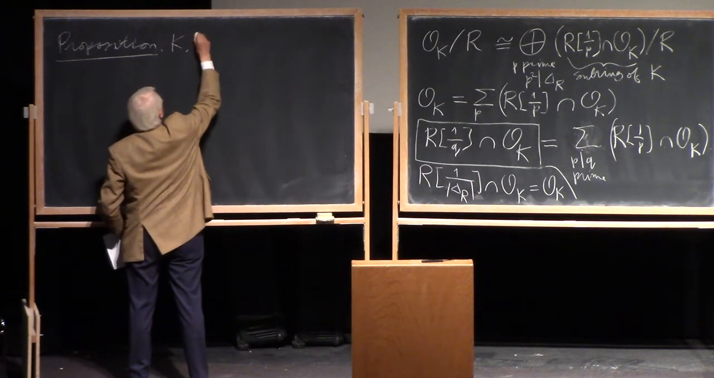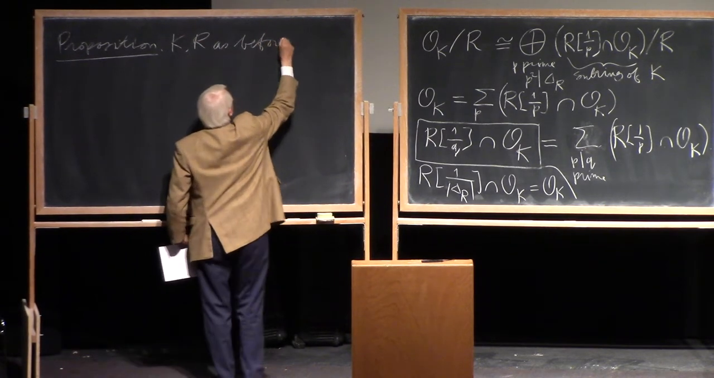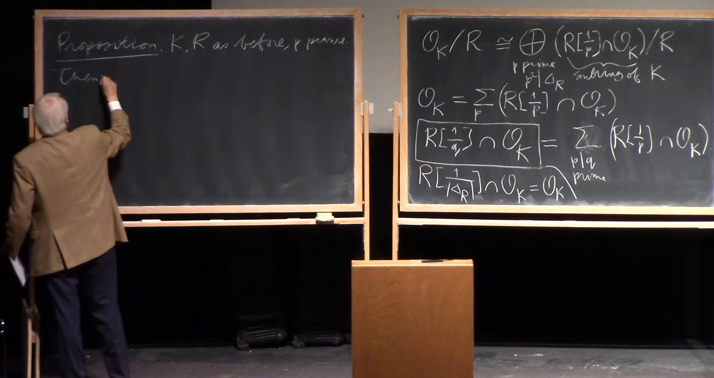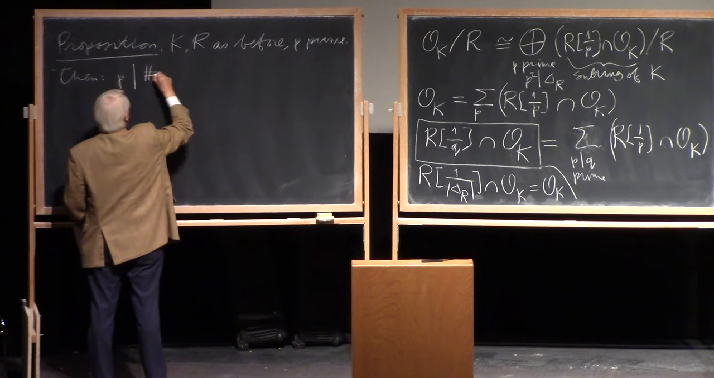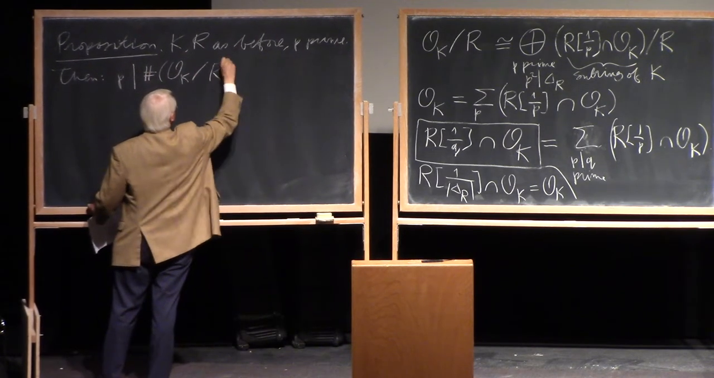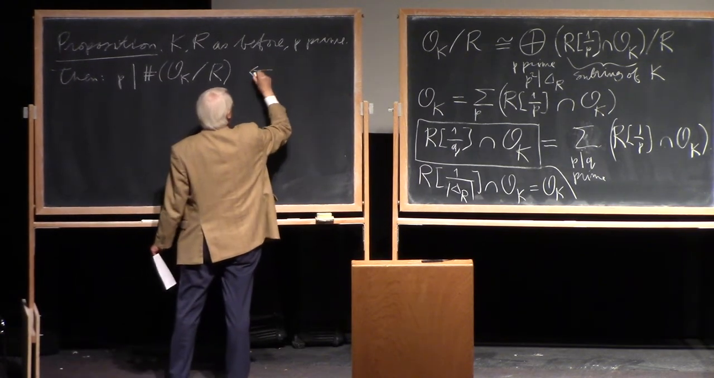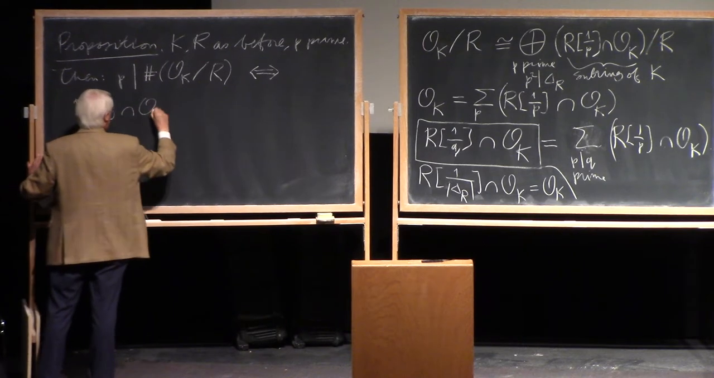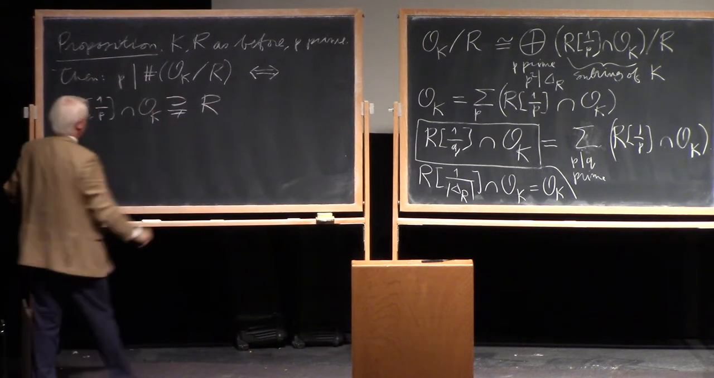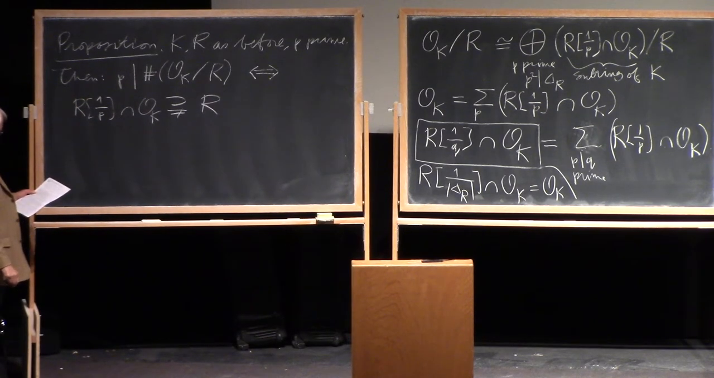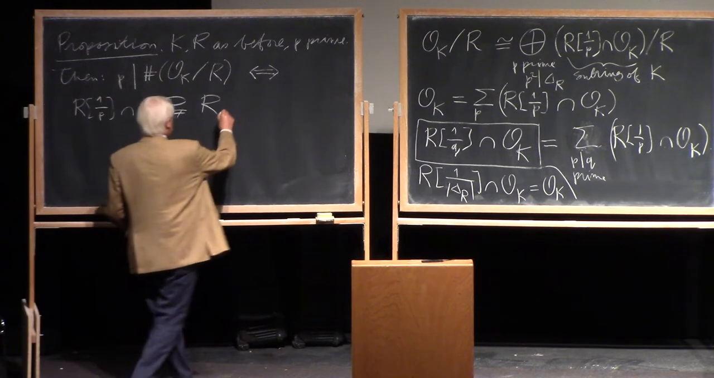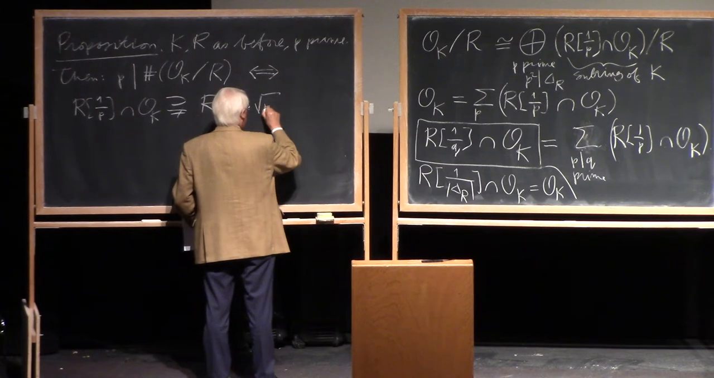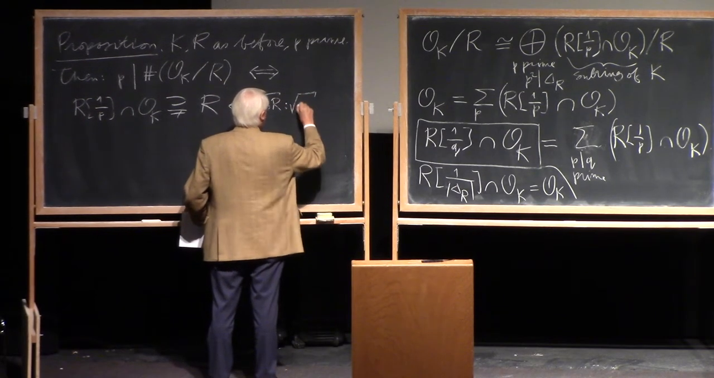So I take K and R as before, and P prime. Then the statement is that P divides the order of OK modulo R, so P is really a prime that requires work. That is clearly equivalent to this ring that I wish to determine being different from R. So my P primary piece of that finite abelian group is non-trivial, and that is also equivalent to the multiplier ring of a certain ideal to be bigger than R.